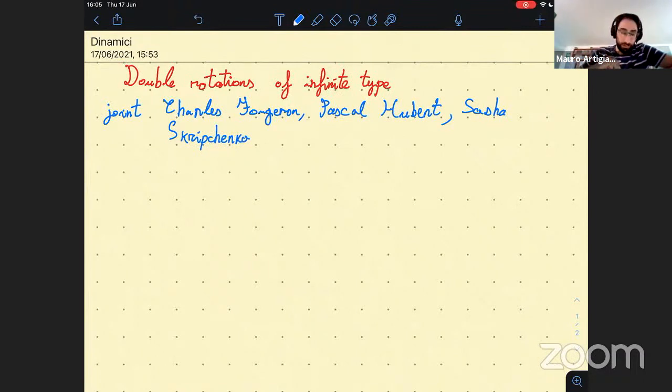This is based on a journal paper that came out at the end of last year and will be published eventually this year in Transactions of the Moscow Mathematical Society. It's going to be about double rotations, but before talking about double rotations, I want to go a bit back and talk about rotations and interval exchange transformations.